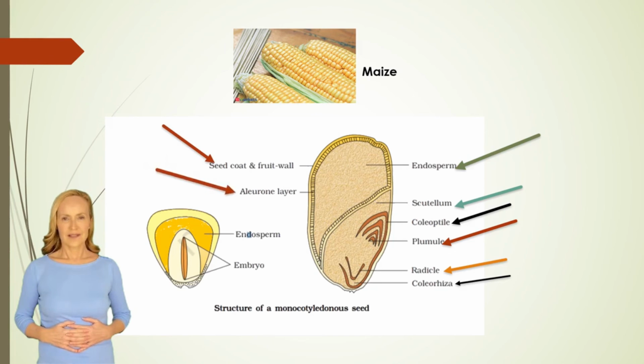The embryo is small and situated in a groove at one end of the endosperm. It consists of one large and shield-shaped cotyledon known as scutellum, and a short axis with a plumule and a radicle. The plumule and radicle are enclosed in sheaths, which are called coleoptile and coleorhiza, respectively.